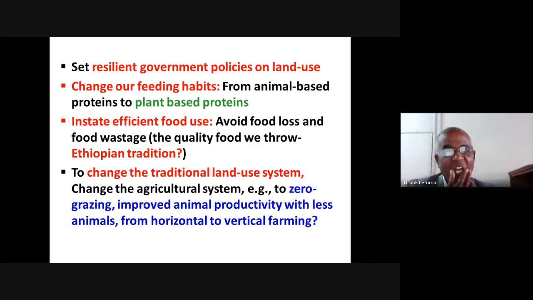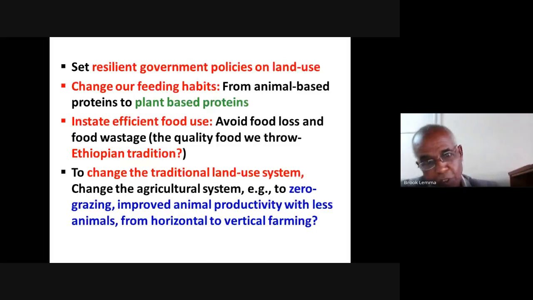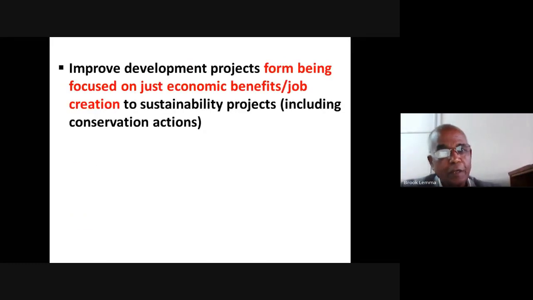Change the traditional land use system also to zero grazing or close to zero grazing, improved animal productivity, fewer animals, more production. Can we do vertical farming? And I see many spaces, even in Addis, which could be converted into vertical farming, many empty buildings, which could be used for farming. Or maybe we do the same in other areas as well.